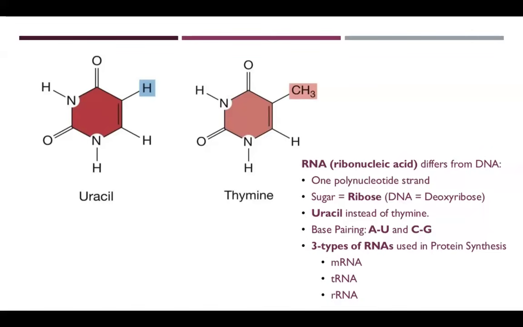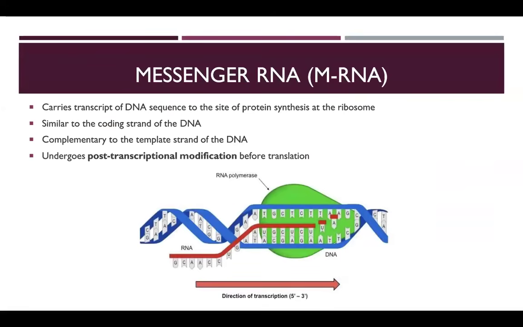And you have three types of RNA used in protein synthesis: mRNA, tRNA, and rRNA. So mRNA is your messenger RNA. Your messenger RNA is what is created within the nucleus and carries the transcript of the DNA sequence to the site of protein synthesis at your ribosome. It is similar to your coding strand, but complementary to the template strand. And then before translation occurs, it undergoes some modifications.